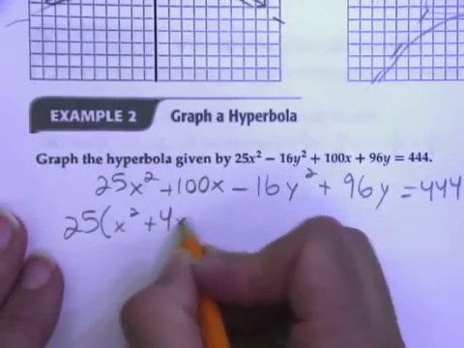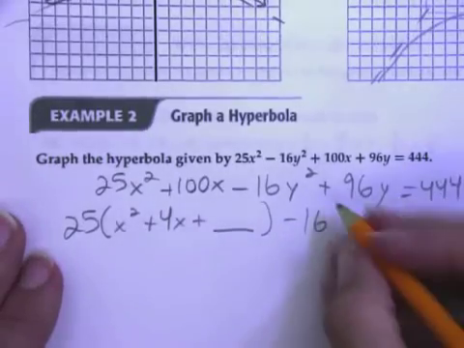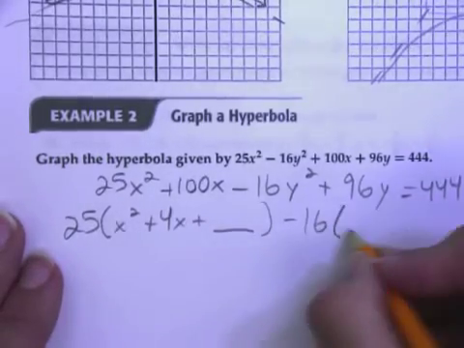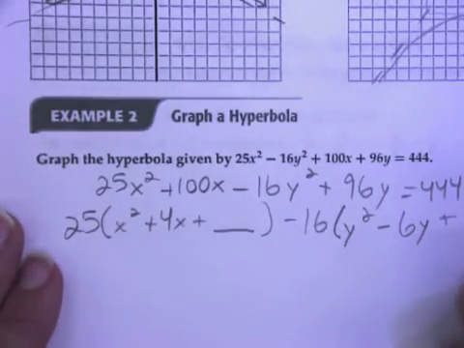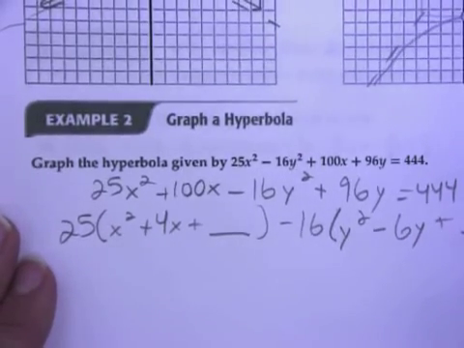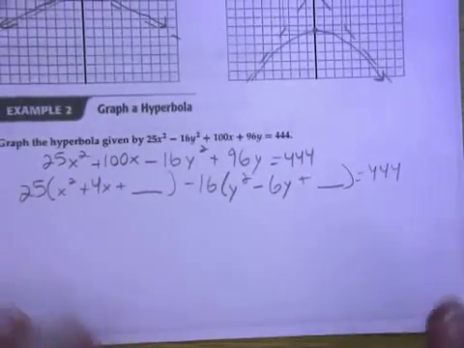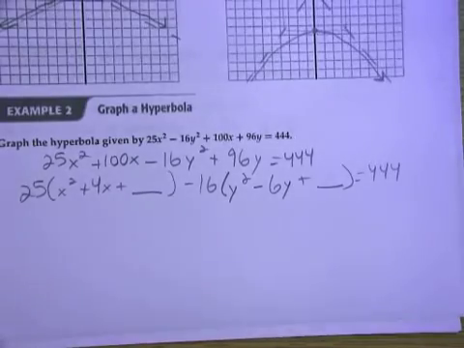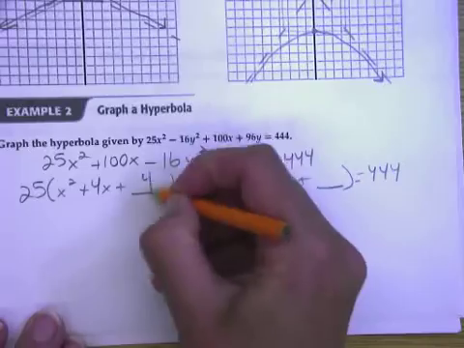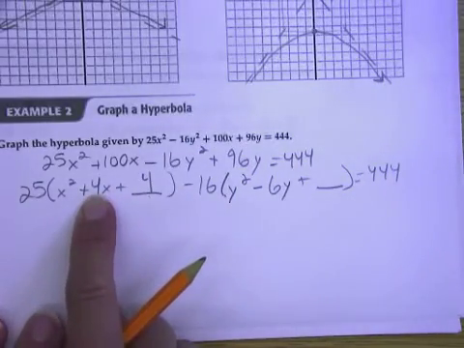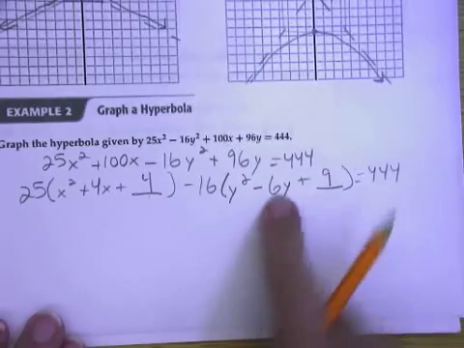I have to factor the 25 out of the x stuff, factor negative 16 out of the y stuff, so I'll have 25 times x squared plus 4x plus blank, minus 16 times y squared minus 6y plus blank, equal to 444. So let's zoom out here. We have to fill in these blanks with the value that's going to complete the squares.